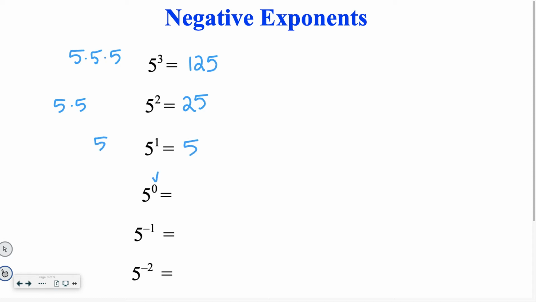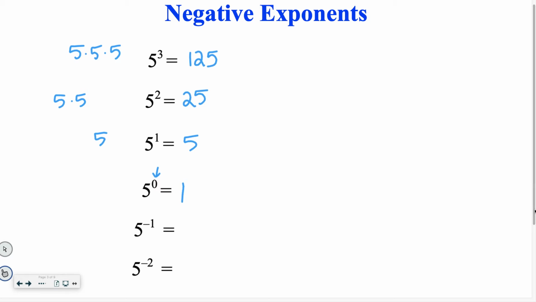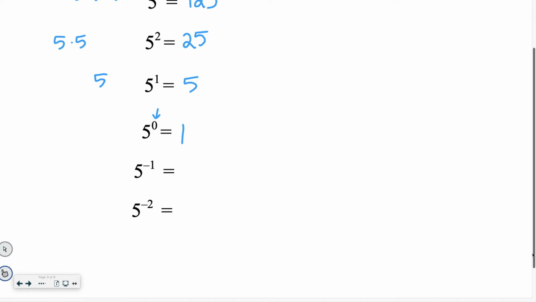Anything to the 0 power, we haven't talked about this yet, but anything to the 0 power, if you try plugging that into a calculator, always equals 1. Okay? And that goes for, even if it's a variable, if it's like x to the 0 power, that still equals 1. Because it doesn't matter what number is to the 0 power, it equals 1.